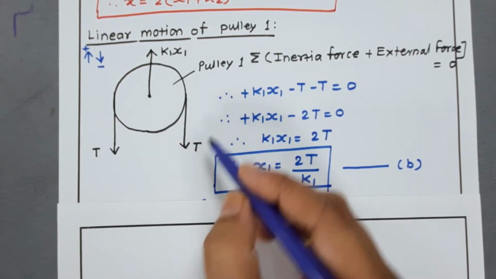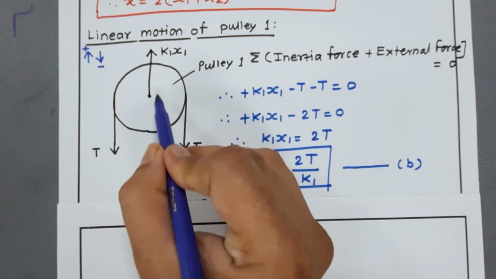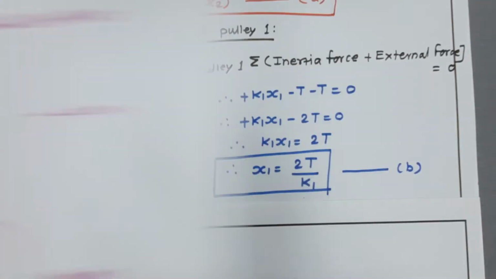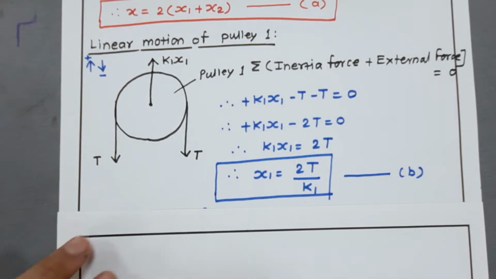T is the tension on the left hand side, T is the tension on the right hand side, as this is due to the mass and this is due to the weight of the strings. And then K1 X1, as the spring K passes through the center, hence K1 X1 is the force due to the spring here. So this is pulley 1.